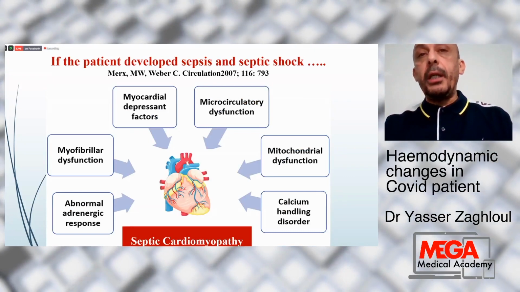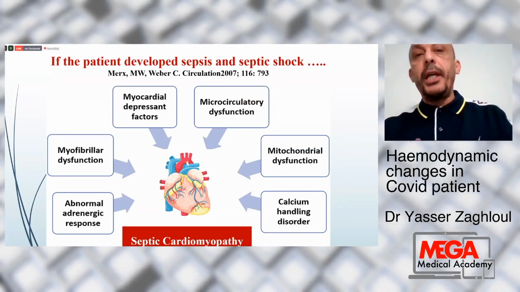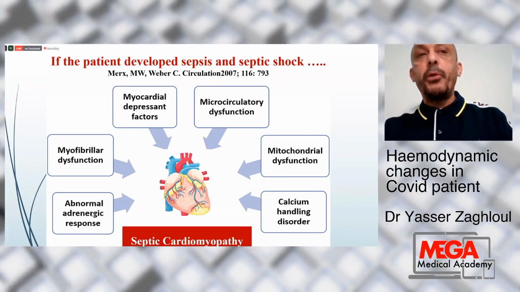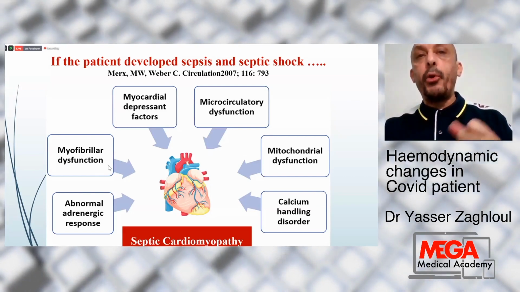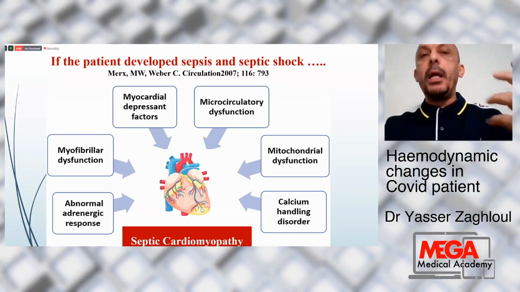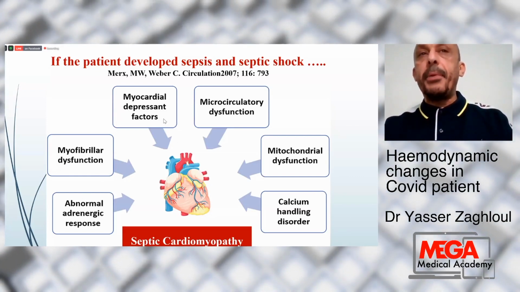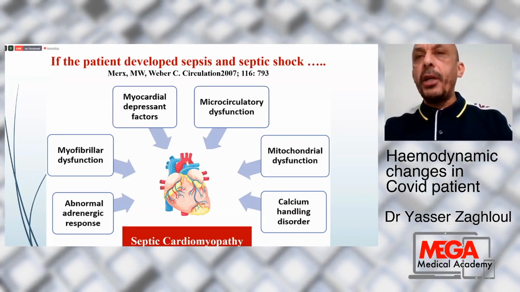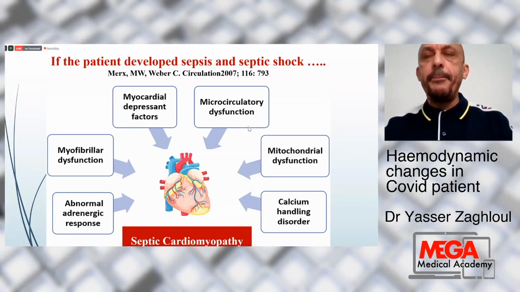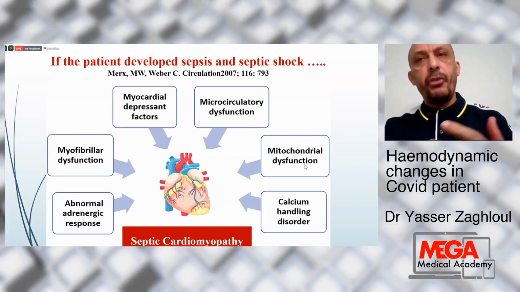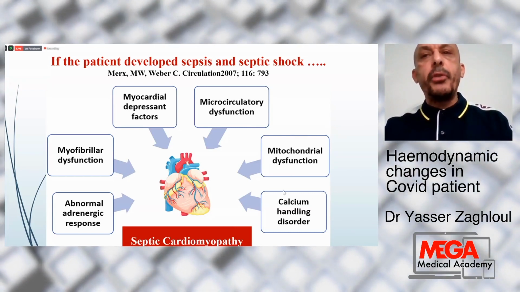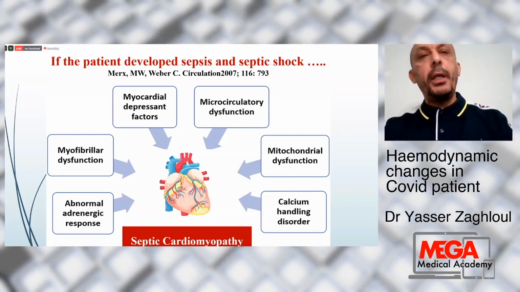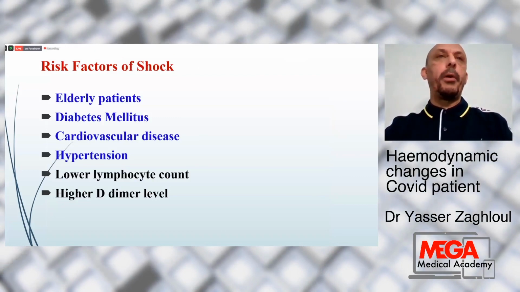It is very common for the patient to be complicated with sepsis and septic shock, so he may develop septic cardiomyopathy, and we have down regulation of the beta receptors, myofibril dysfunction, so poor contractility, and usually there is a dilated left ventricle, myocardial depressant factors due to the cytokines and inflammatory mediator release, microcirculatory dysfunction, usually due to local hypoxemia, and mitochondrial dysfunction. The patient may have anaerobic metabolism and some disorders in calcium handling. So the patient may have COVID injury and may be complicated with septic cardiomyopathy.